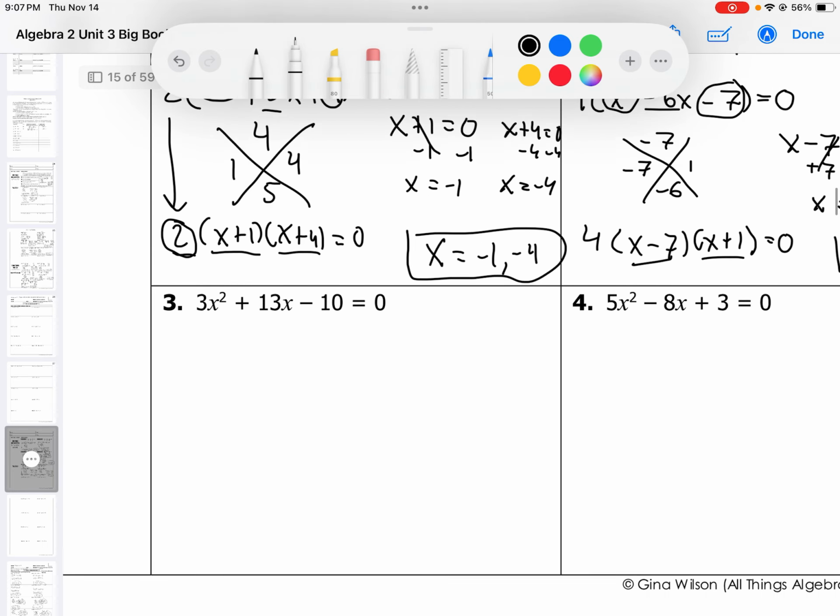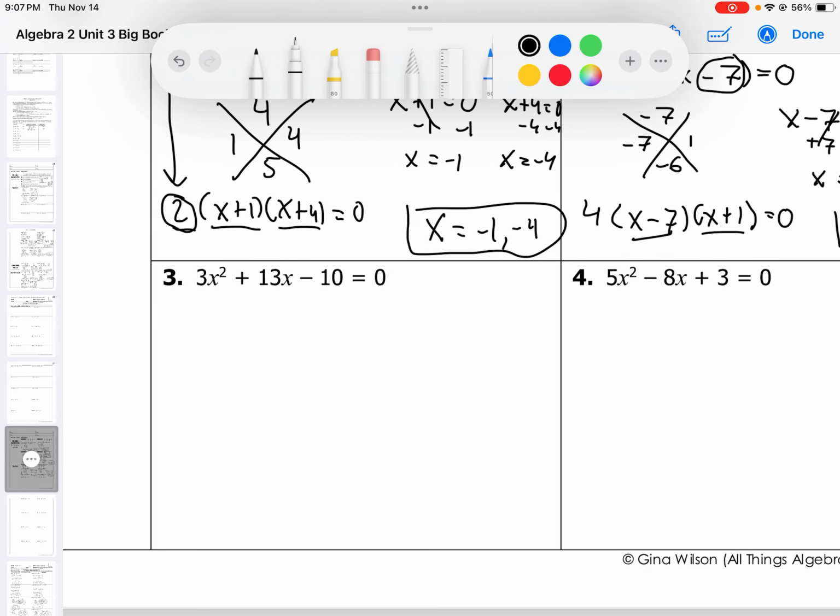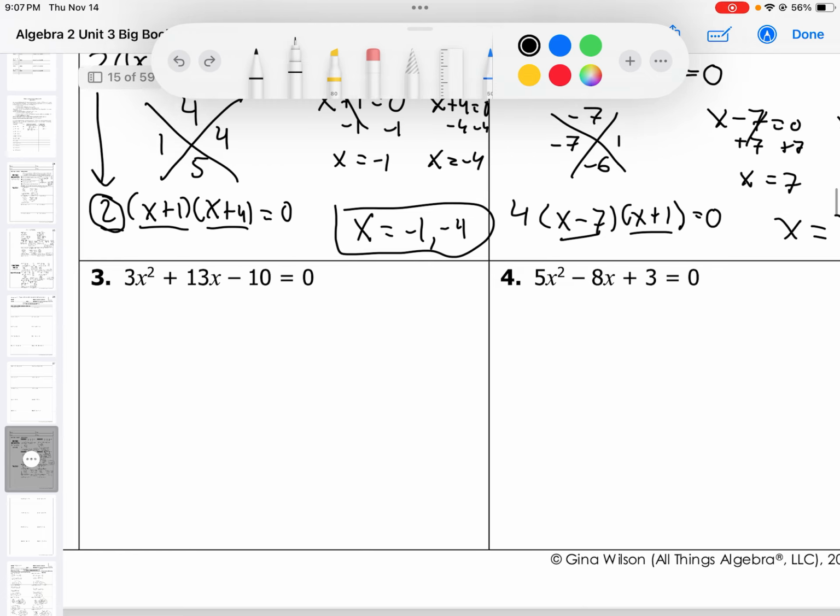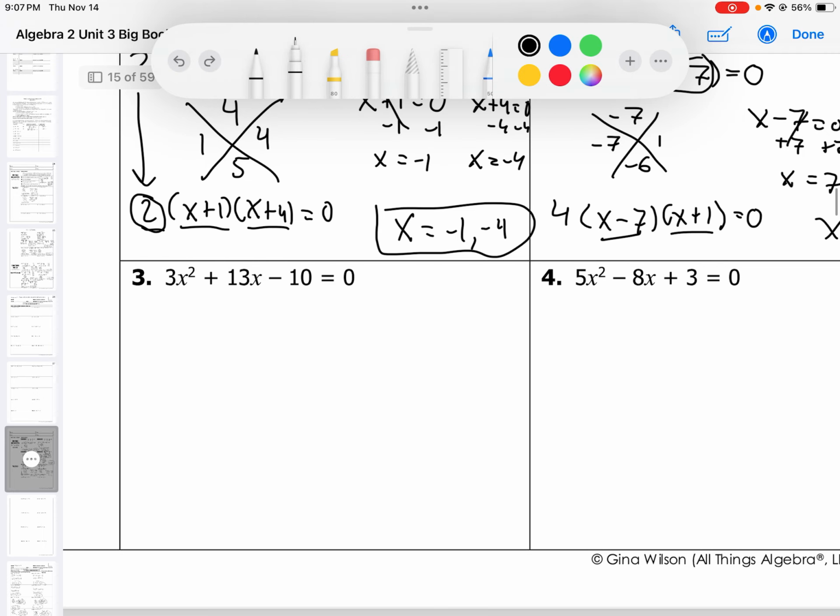Okay, on to number 3. We should again look to see if there's anything in common to take out. I'm looking at 3, 13, and negative 10. But these don't have anything in common besides 1 that we could take out. So we can't take out a greatest common factor from this one. We are going to need to do the x and also the box for this problem.